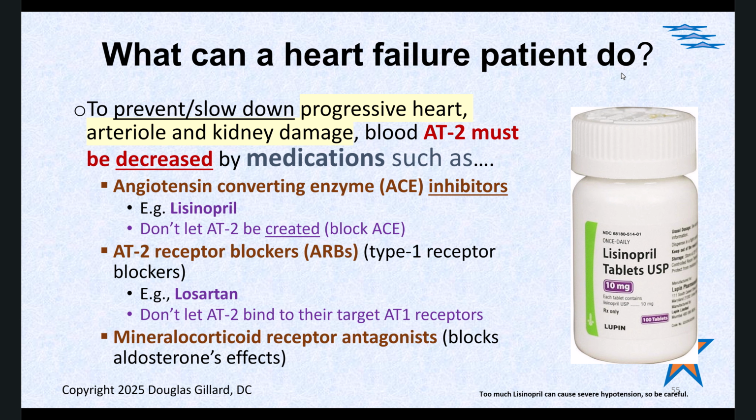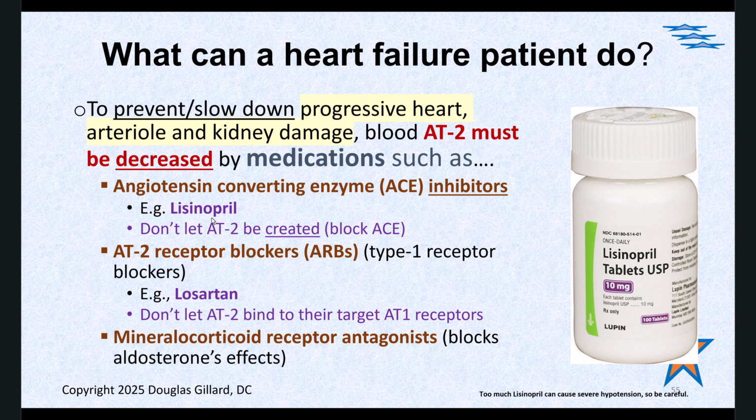And so what does a heart failure patient do? Well, lisinopril. To slow down the progression, they must take medications like lisinopril, an angiotensin 2 and ACE inhibitor. It's called angiotensin converting enzyme ACE inhibitor. So what does that do? Well, it inhibits ACE. It binds to ACE and blocks it. So angiotensin 1 comes around and it can't be converted into angiotensin 2.